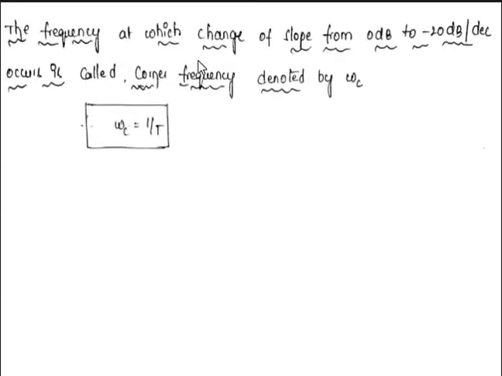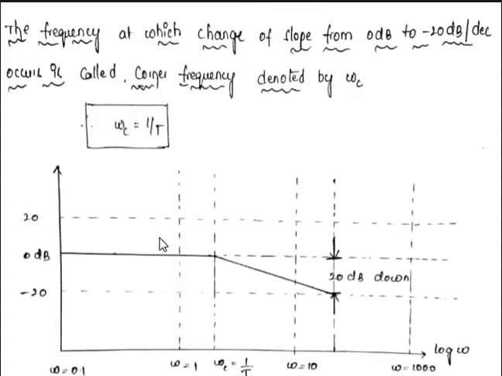The frequency at which the change of slope from 0 dB to minus 20 dB per decade occurs is called the corner frequency, denoted as omega c, where omega c is equal to 1 by T. This is the formula to calculate the corner frequency omega c. So this is the magnitude plot for a simple pole, this is the graph.